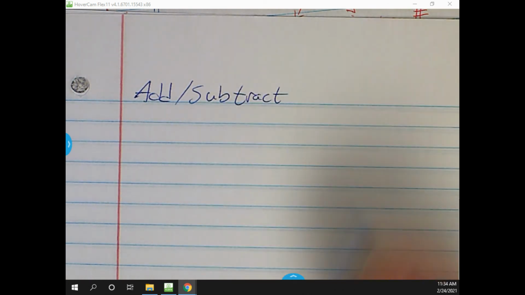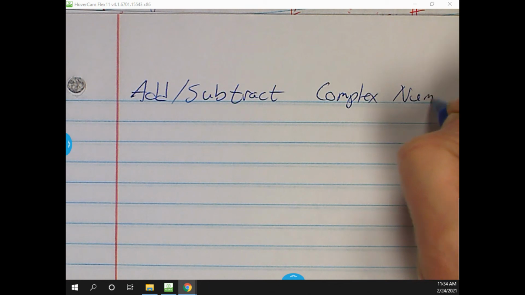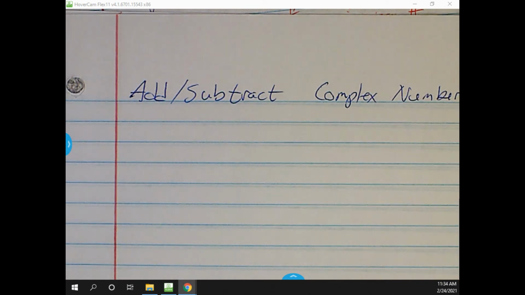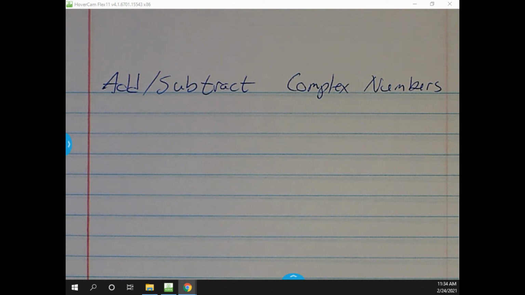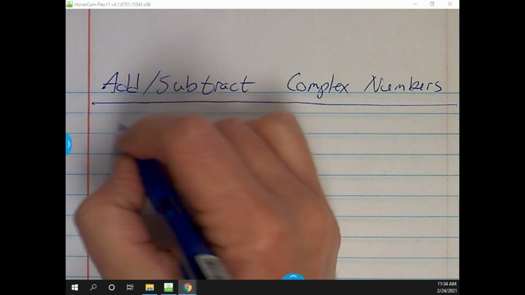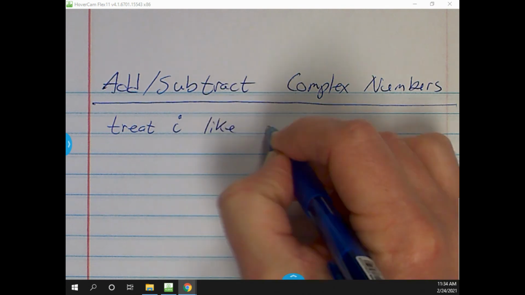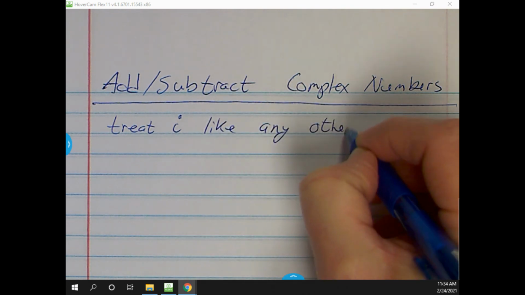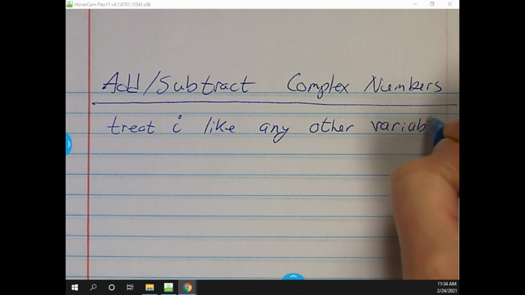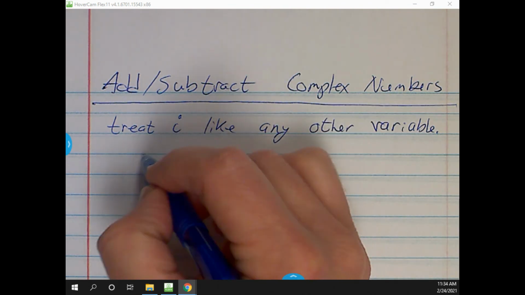The first thing they're going to ask you to do is either add or subtract complex numbers. Okay, and the big thing with this one is that you're going to treat i just like any other variable. It'd be no different if we were doing 2x plus 3 plus 6x minus 12 or something like that. The i is just like anything else. When you're doing this one, you're going to combine like terms.